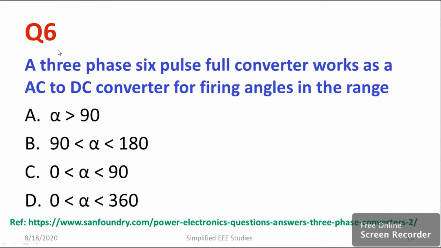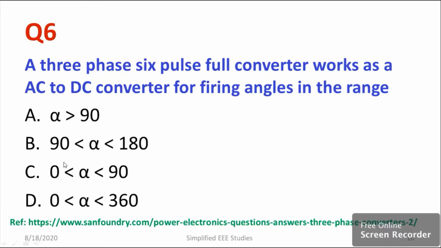Let me explain question number 6. A 3-phase 6-pulse full converter works as an AC to DC converter for firing angle in the range: alpha greater than 90, alpha lies between 90 and 180 degree, alpha lies between 0 and 90 degree, and alpha lies between 0 and 360 degree. That means a 3-phase 6-pulse full converter, that means 3-phase fully controlled rectifier. AC to DC means rectification.